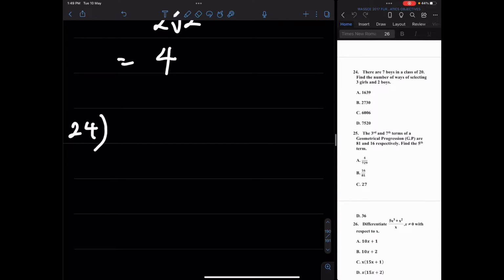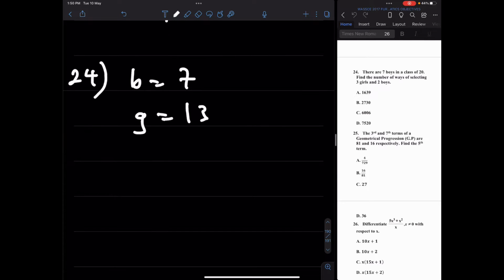There are 7 boys in a class of 20. Find the number of ways of selecting 3 girls and 2 boys. The number of ways of selecting 3 girls and 2 boys will be number of ways of selecting 3 girls from, there are 7 boys in a class. If there are 7 boys, certainly there will be 13 girls, since there can only be boys and girls. If there are 7 boys, let me just write B for boys 7, and G for girls, G will be 13.